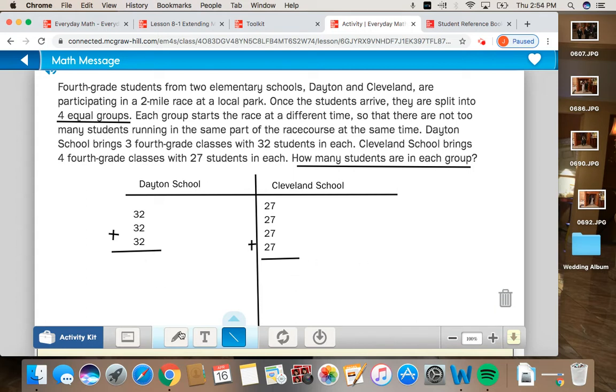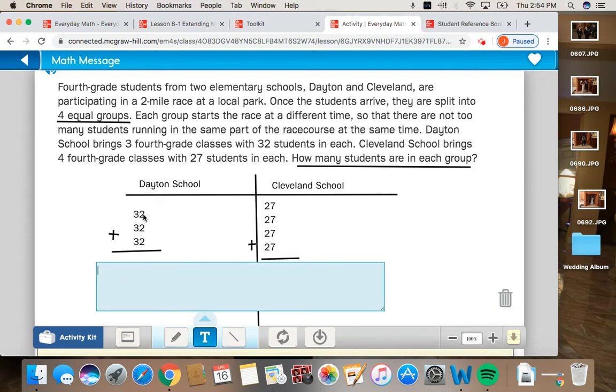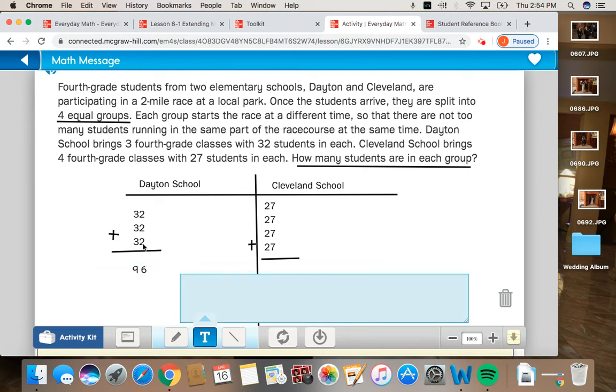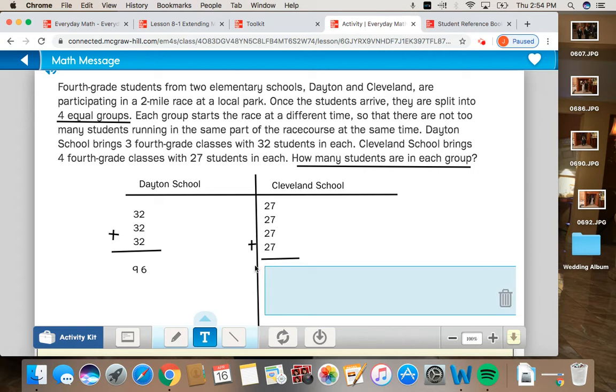So if I add these up, I end up with, let's see, I have 2, 4, 6, so I have a 6 here, and I have 3, 6, 9. So I have 96 students coming from Dayton School. And let's see how many students are coming from Cleveland School.